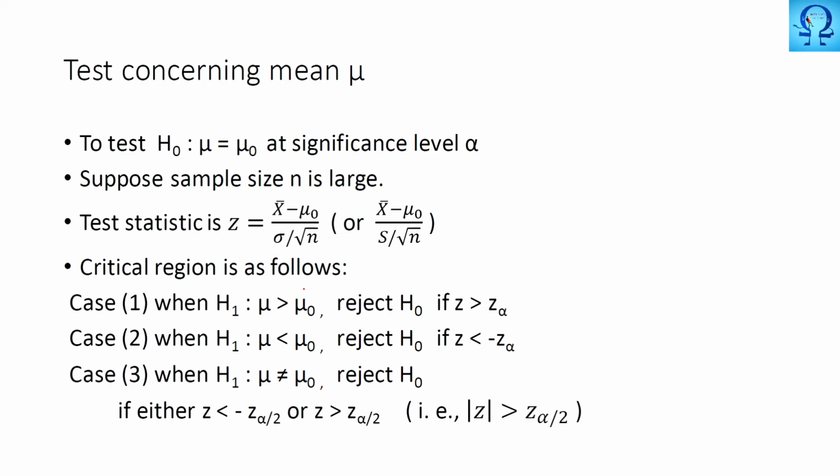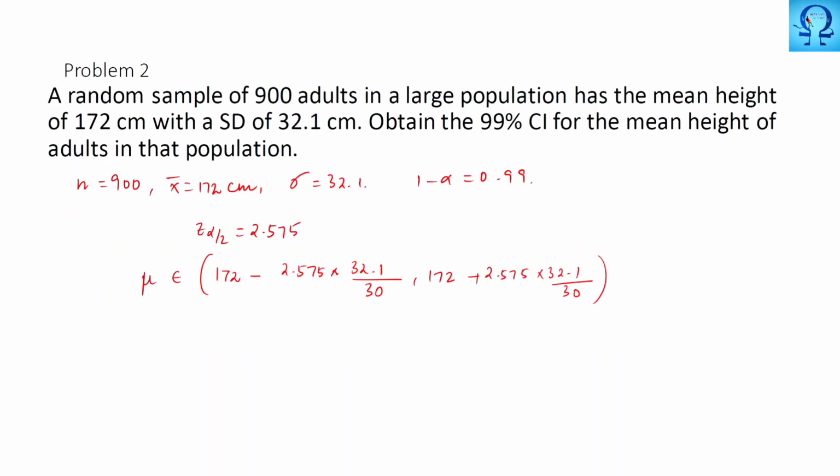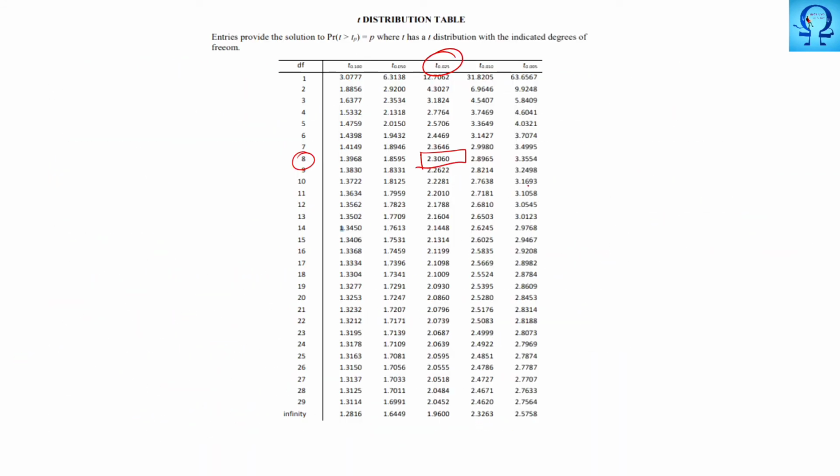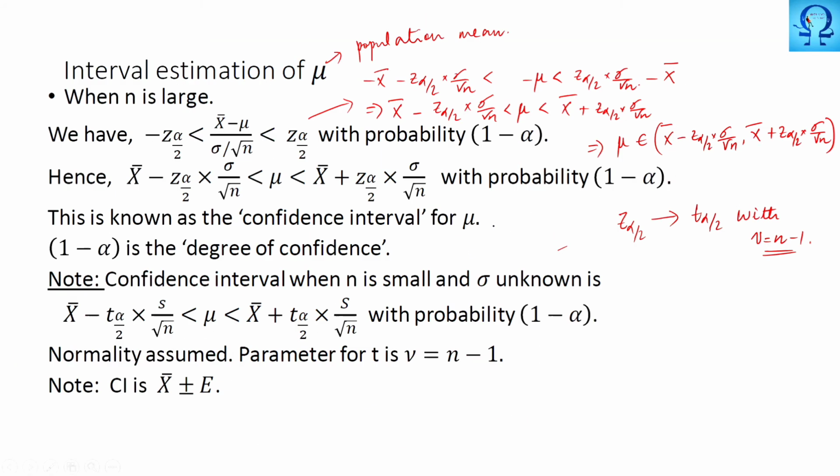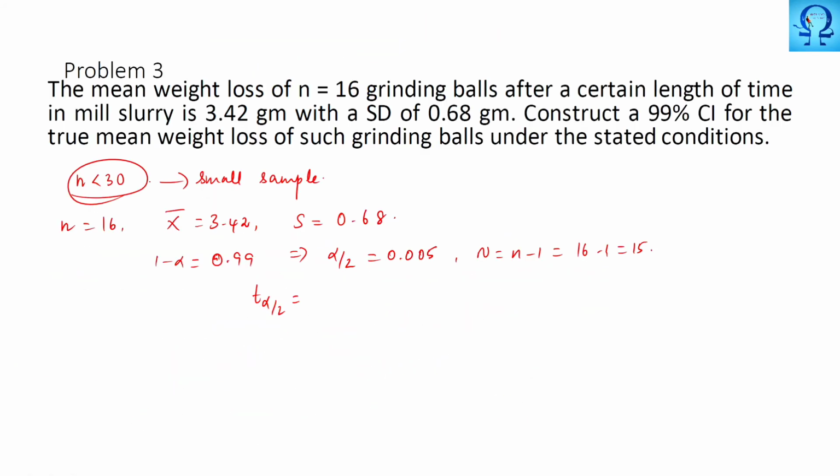Moving further and checking in the table, let me choose a different color now. So t 0.005 for nu equals 15, right? This is the value that we are looking for, 2.9467, or that we will write as 2.947.